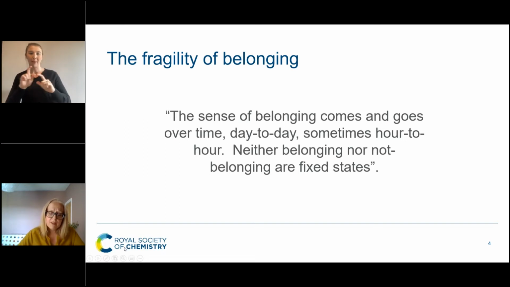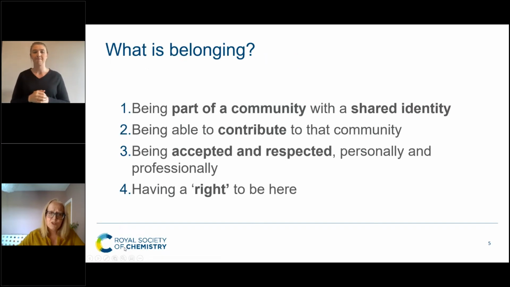So if we move on to the next slide, we've started talking about belonging, but it's always useful to define our terms here. And when we asked chemists, what does belonging mean to you, rather? They said basically 4 things. The first thing they said is that belonging is about being part of a community with a shared identity. It's about being able to say, I am a chemist, so I share an identity as a chemist.